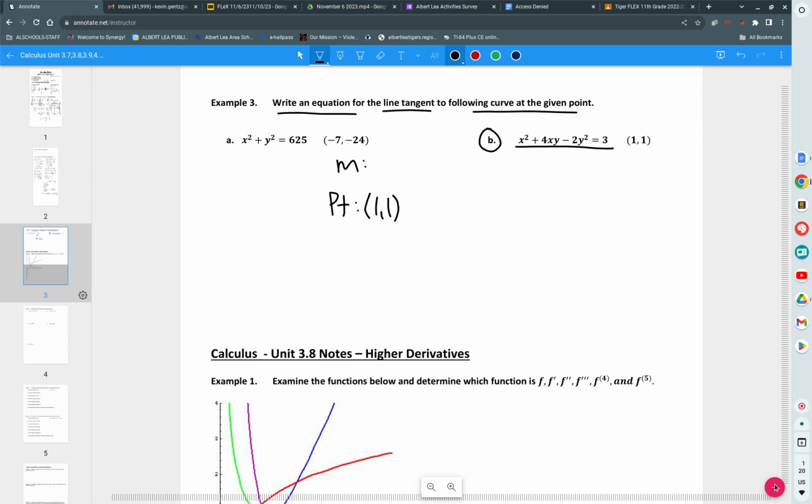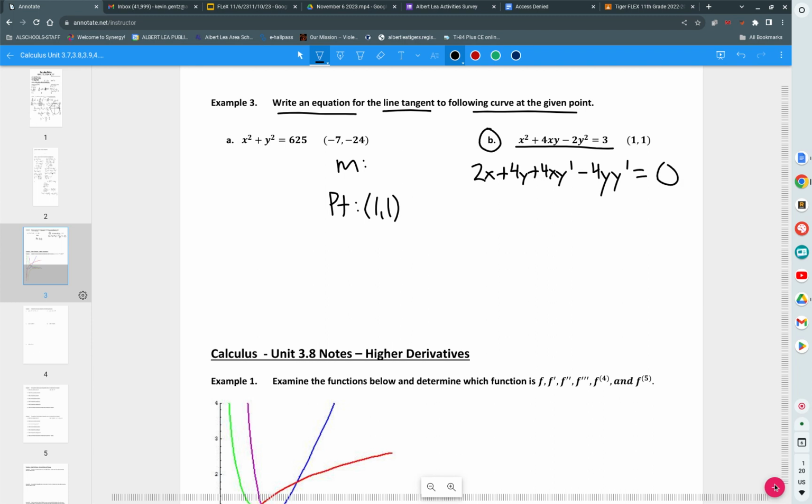In order to find the slope, what do I need to do? Take the derivative. What is the derivative of x squared? 2x plus 4xy. We just did that in a previous problem, didn't we? So we used the what rule? The product rule, and we came up with 4y plus 4xy prime, did we not? Minus 4y y prime is equal to 0. Lots of times people put 3 on the end there, but you should just put 0.